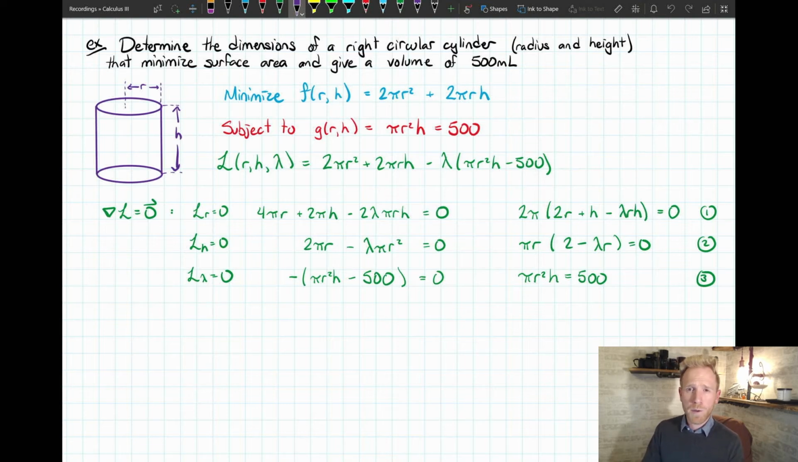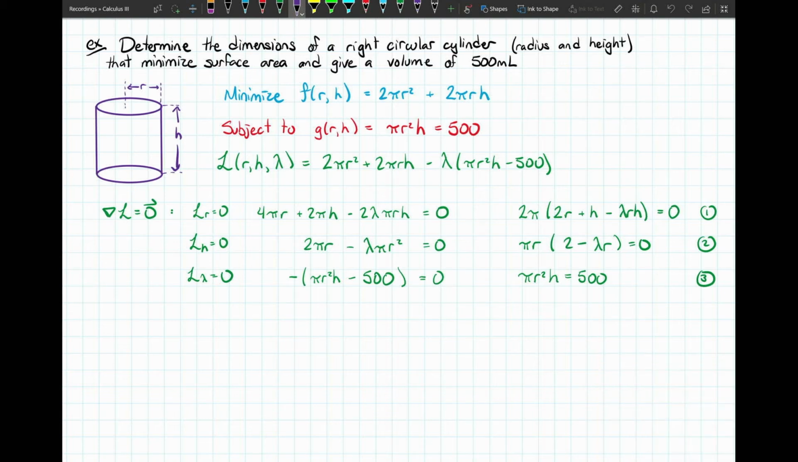So let's try working with equation 2 since it seems to be the easiest one to work with initially. With equation 2, there are a couple potential solutions. We can see right away it's possible that r equals 0, or it's possible that lambda r is equal to 2. Now, r equals 0, we can throw that out immediately. If the radius equals 0, then we could not possibly have 500 milliliters of volume. We'll throw that out, and we'll just work with lambda r equal to 2.